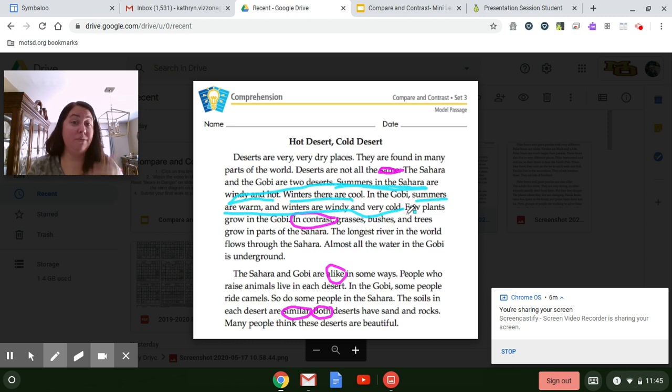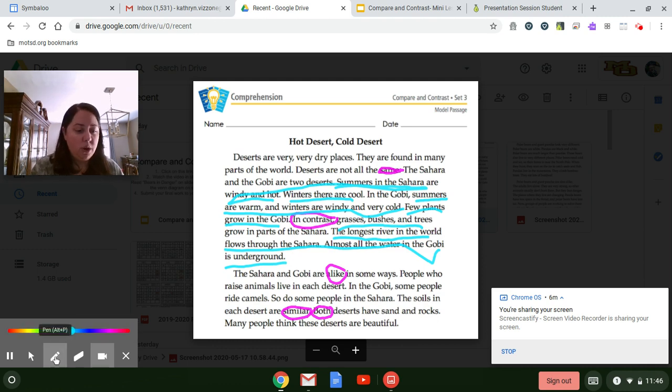It also goes on, and remember, these are how they are different. Talks about few plants grow in the Gobi, and in contrast, in the Sahara, they have grasses, bushes, and trees. Also, another difference is that in the Sahara, there is a river that flows through it, and in the Gobi Desert, all the water is way down underground. So there's no rivers or lakes or anything. So I'm going to go ahead and underline that. I know this is not as neat because I don't have my mouse today.